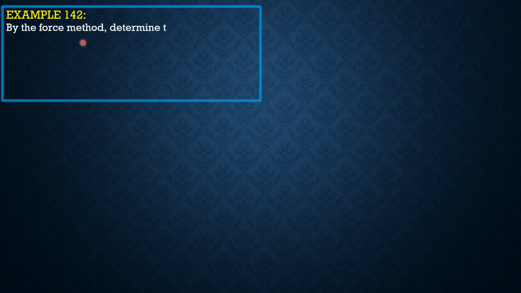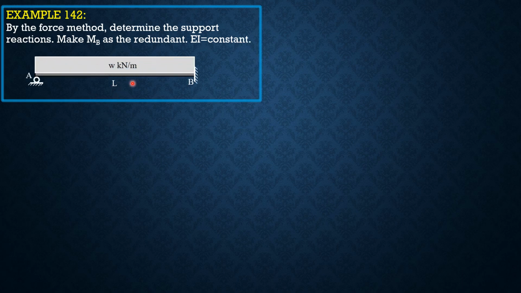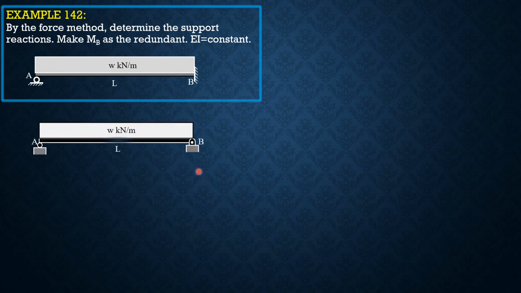By the first method, determine the support reactions. Make moment at B as the redundant. EI equals constant. So here is the given figure. B is fixed. Let's convert that to pin so that it will rotate so we can solve for the slope at B. And it becomes a determinate beam.